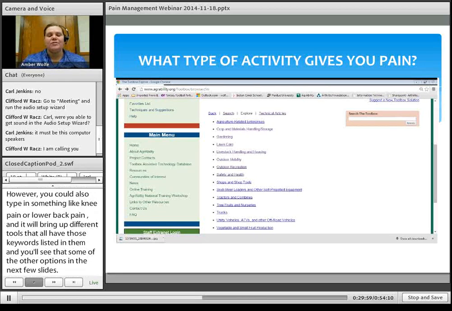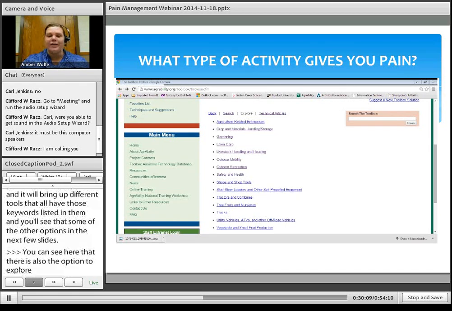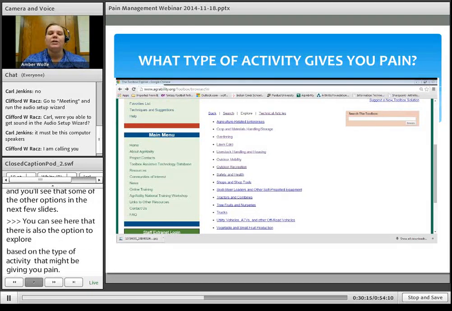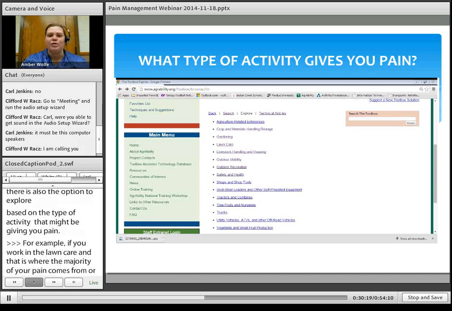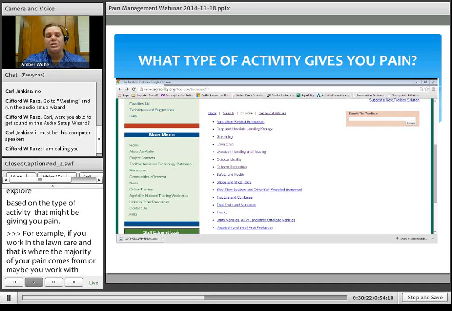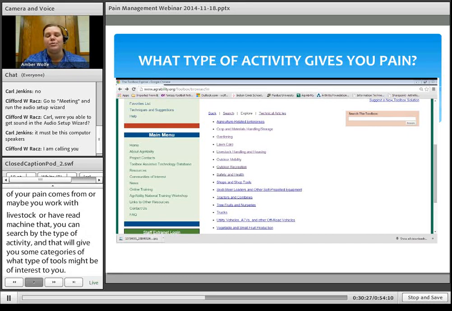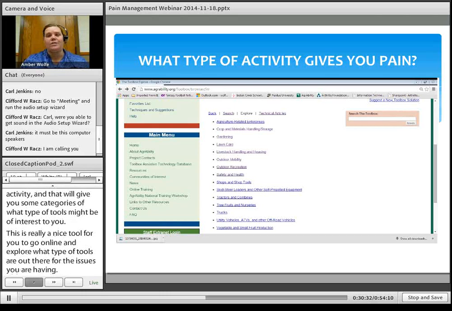So you can see here that there's also the option to just explore the toolbox based on the type of activity that might be giving you pain. So if, for example, you work in lawn care and that's where the majority of your pain comes from, or maybe you work with livestock or in heavy machinery, you can search by the type of activity and then it will give you subcategories of what type of tools might be of interest to you. This is really a neat tool for you just to go online and explore to see what type of issues or what type of tools are out there for the issues you're having. Some of these are also great preventative tools. You don't have to have pain or a certain disability to be able to use them, but they're just really helpful to have in everyday life.